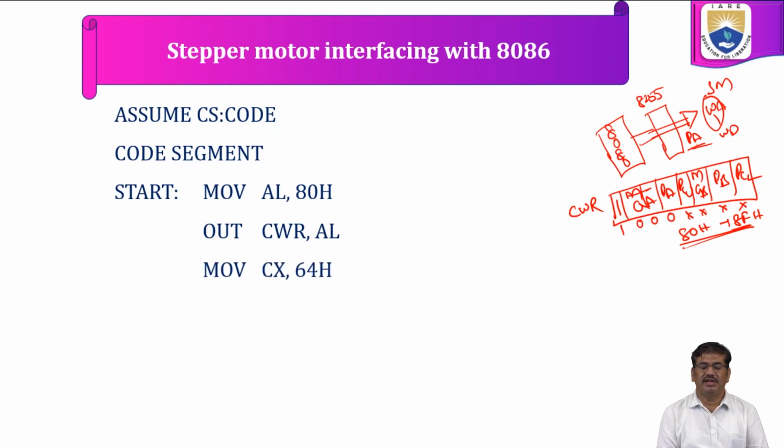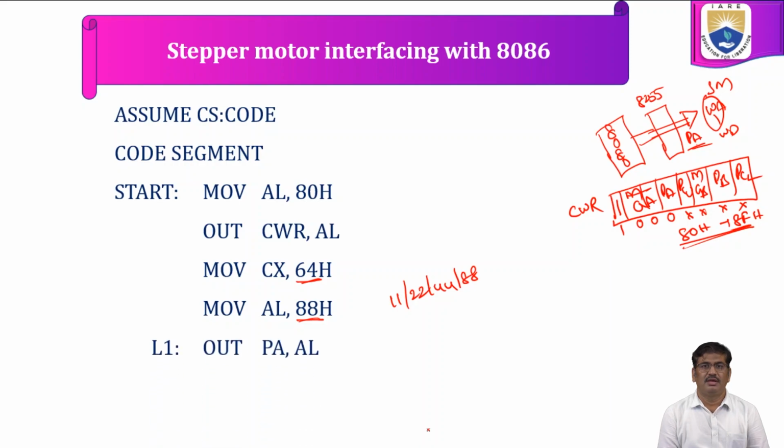Next, how many times we want to rotate. For that we are going to place some count in the CX register. How many pulses we want to send depends upon how many rotations we require. Next, the pattern which we are going to send is 88H. Either it can be 11H or 22H or 44H or 88H, any pattern we can send. This will be sent to port A.